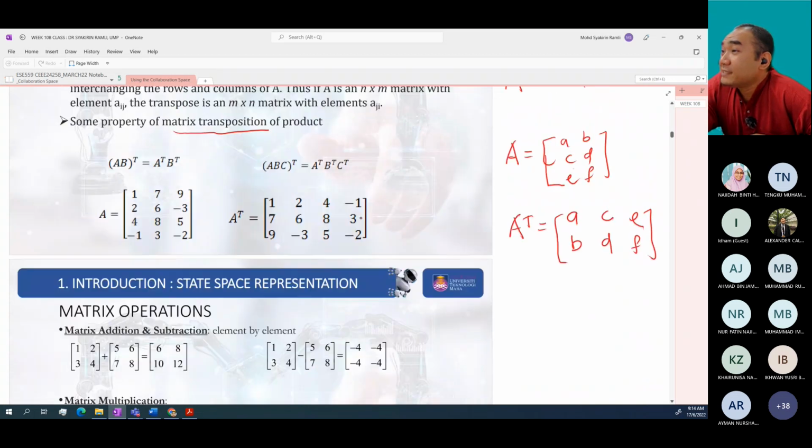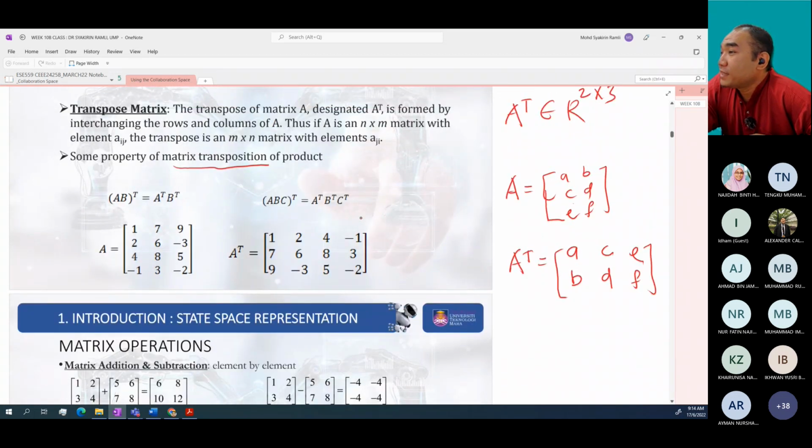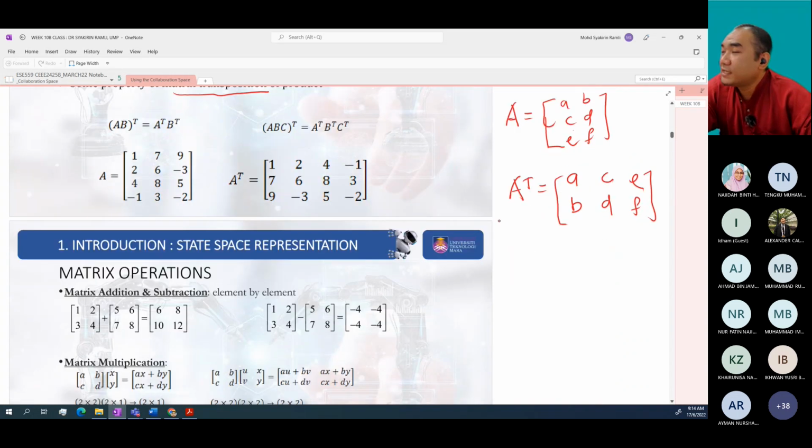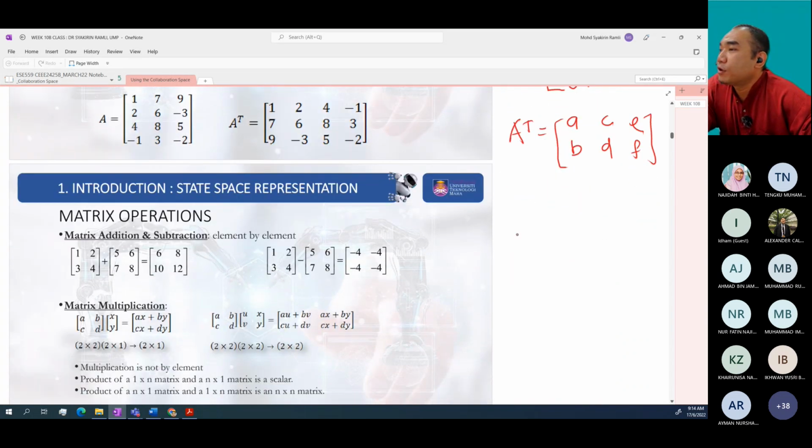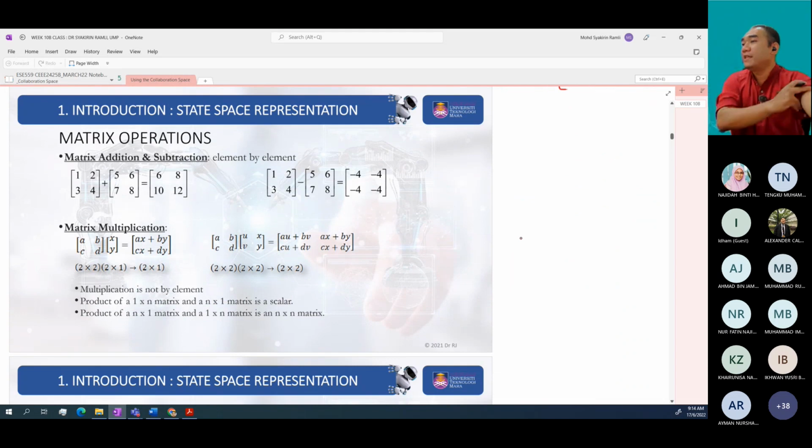Okay, so that is the property of the matrix transposition, matrix operation. So let's move on to another component, the operation of the matrix. Kita belum masuk lagi state space lah. Kita baru buat revision of the matrix punya operation.